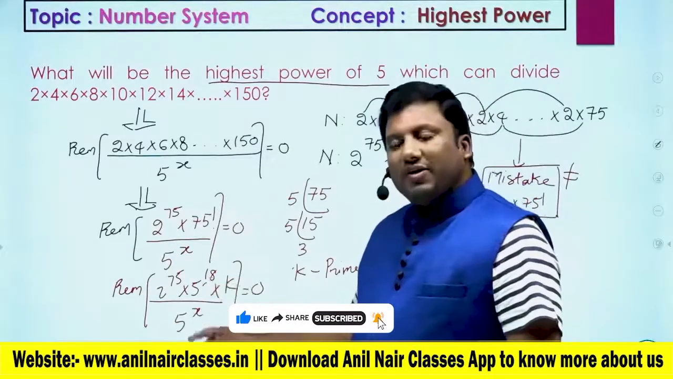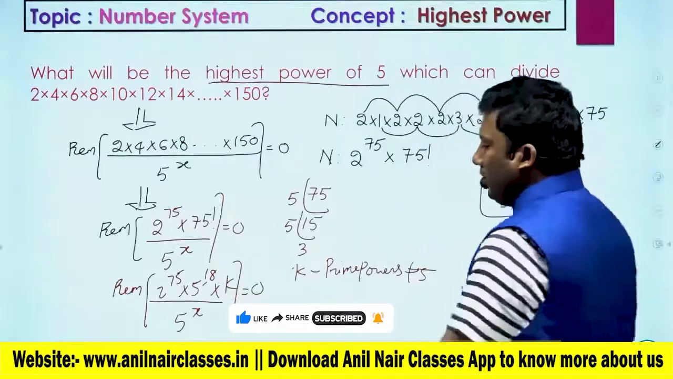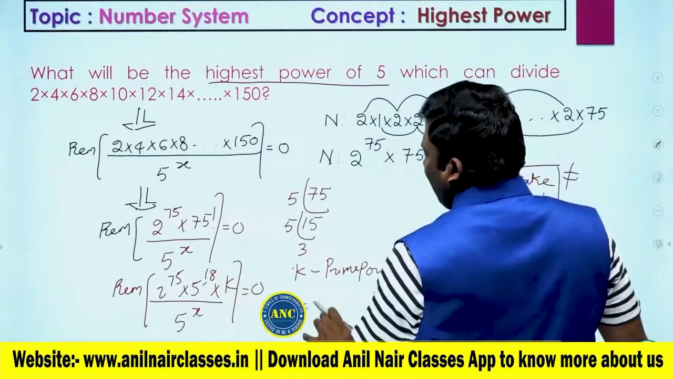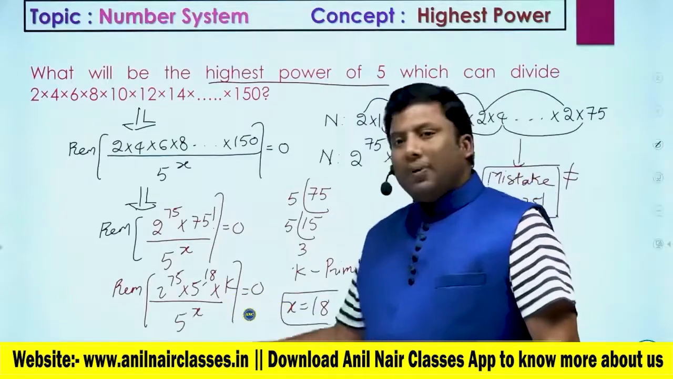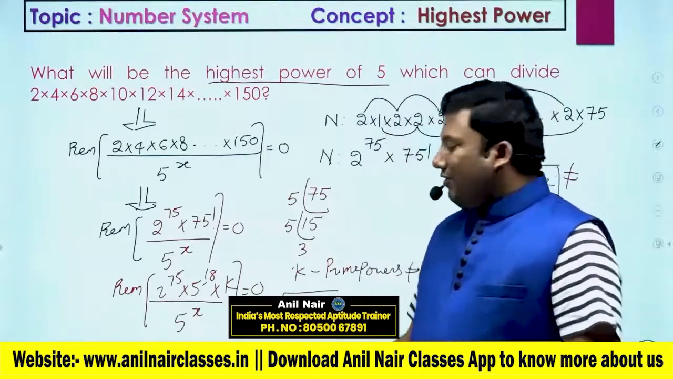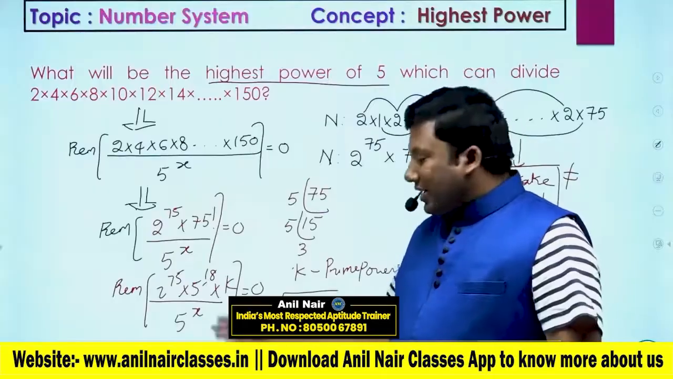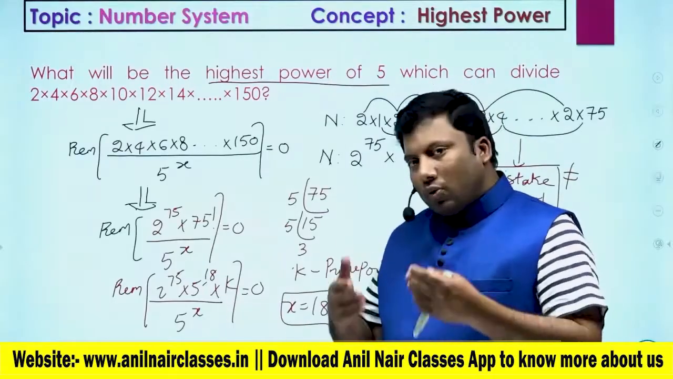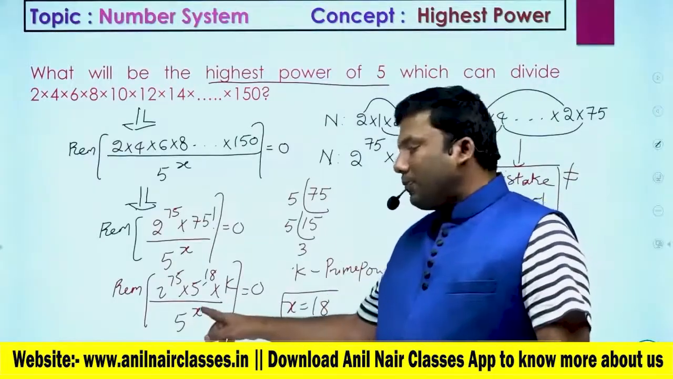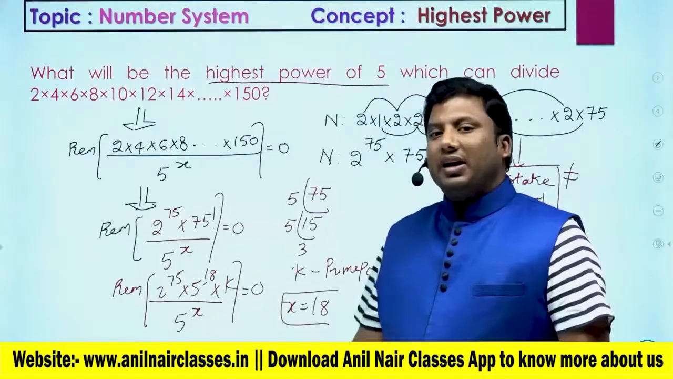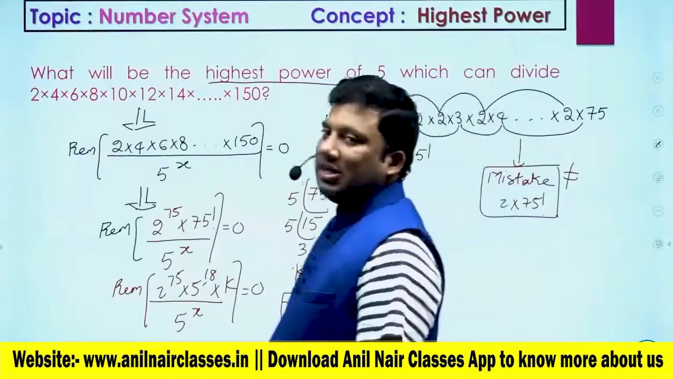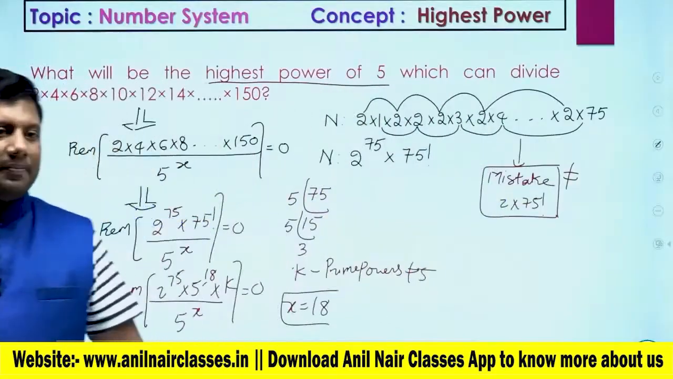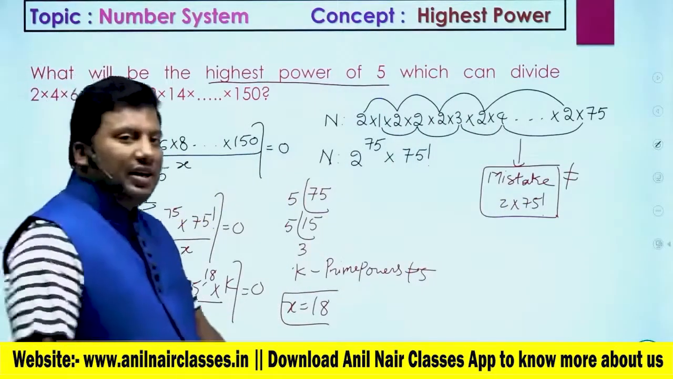5 power 18 divided by 5 power x should leave remainder 0. So what should be the value of x? X can take 1. 5 power 18 is divisible by 5. X can take 2, X can take 3, and so on up to 18, because 5 power 18 is perfectly divisible by 5 power 18. The answer for this question is the x value, it is 18.